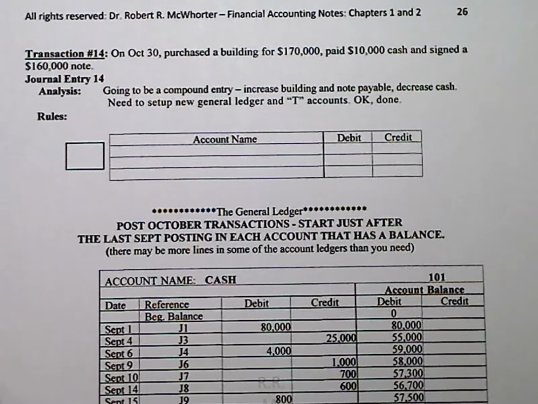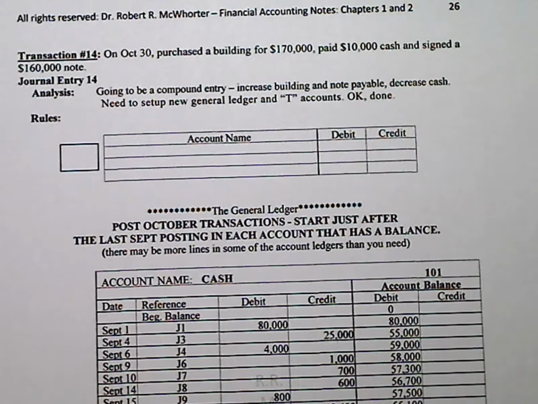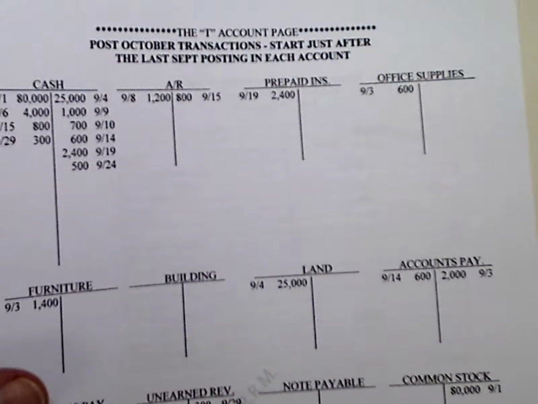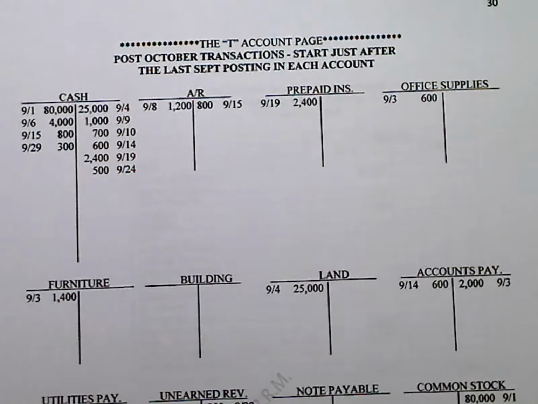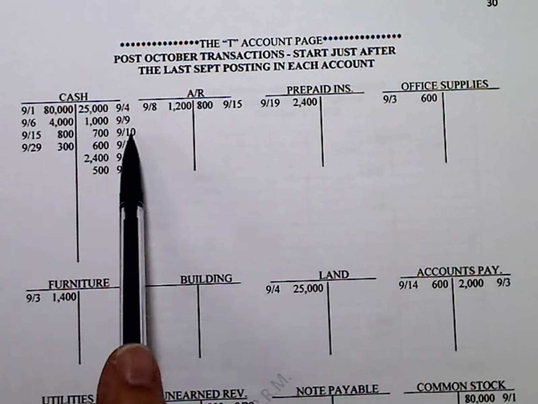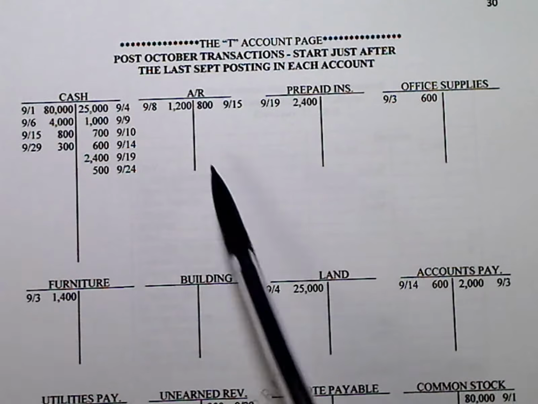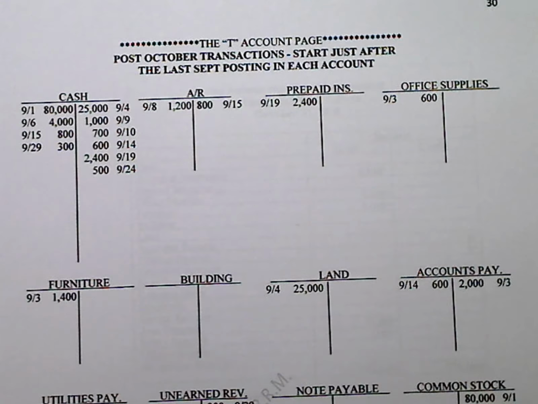The general ledger. I give you several pages of the general ledger so you can practice posting. And I give you some check numbers. Then the T accounts. These are all the September transactions that the previous accountant did. You would update these just like you updated and continued on the general ledger postings.